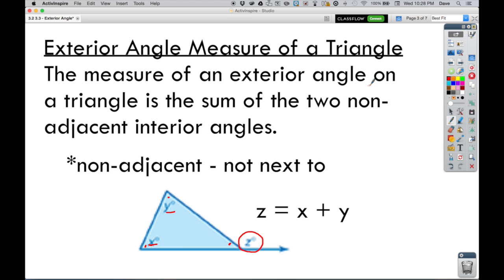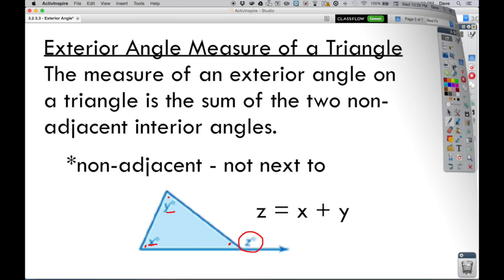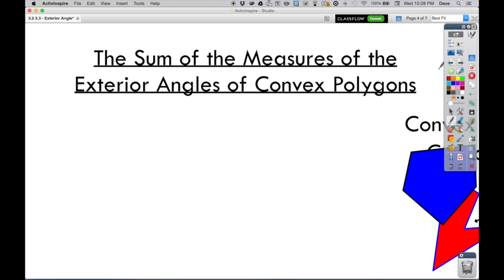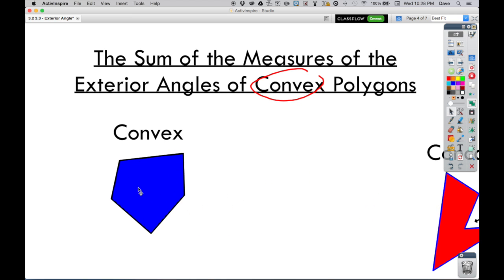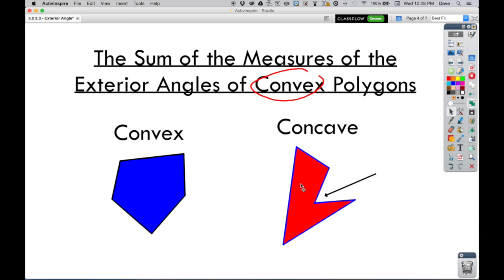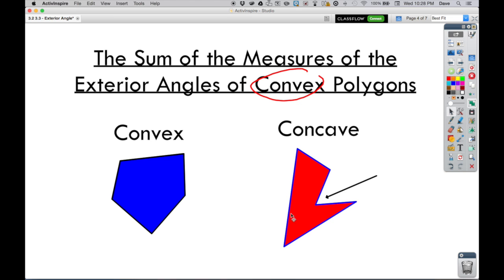All right, and then we went in a different direction. We started taking a look at polygons. Now, one thing we need to know is that we're looking at the sum of measures of exterior angles of convex polygons. This rule does not apply to concave polygons. And once again, we saw a video on this, so this is probably already somewhere in your notes.